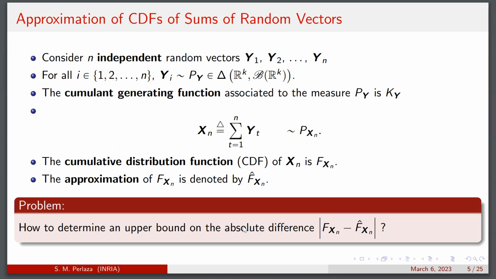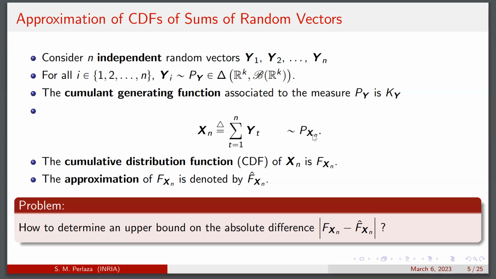Let's consider n independent random vectors, so Y1 up to Yn. All right. And let's assume that they all induce the probability measure P_Y in this measurable set. And then the cumulant generating function, which is going to be a key element here, is going to be denoted by K_Y. All right. So the sum is going to follow this.